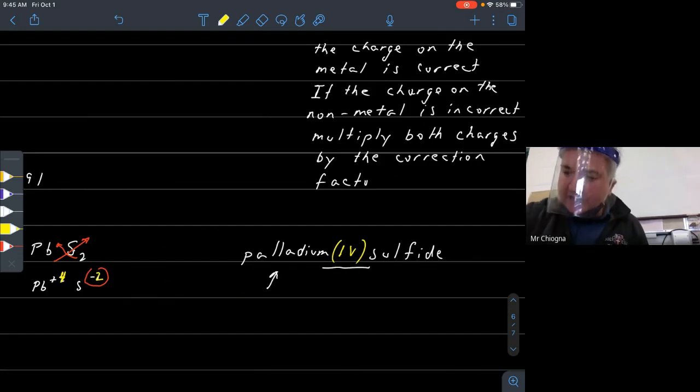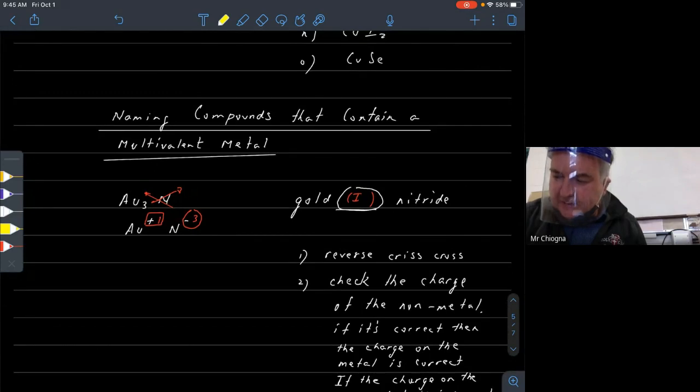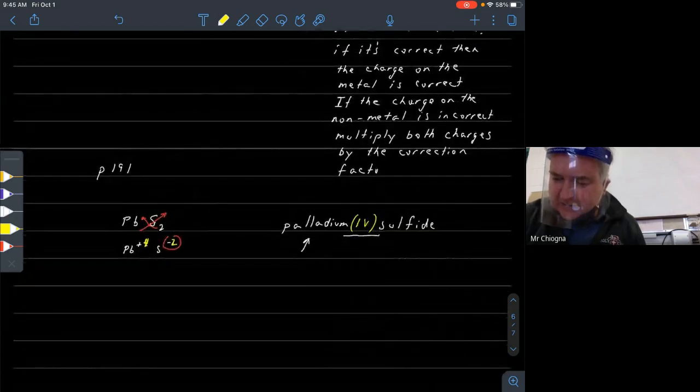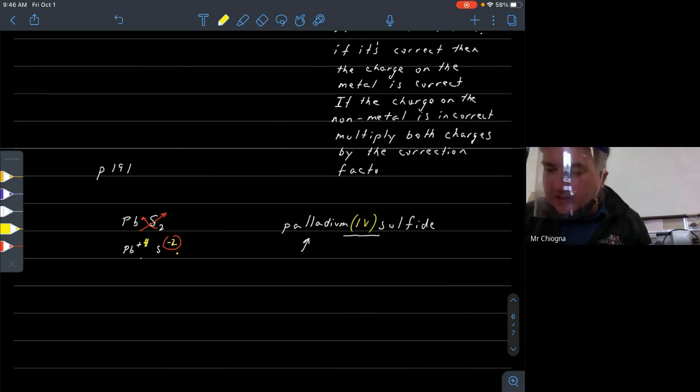So just to highlight, I was going a little fast here. When you reverse the crisscross, you get, I made a mistake here, you get a +1 and a -3. This is the correct charge. I don't have to do anything after it if the charge on the nonmetal is correct. If it's not correct, as it was in this case, originally it was when I reversed the crisscross sulfur -1, I have to multiply it by a factor to make it correct. In this case, multiply by 2. Whatever I do on the right, I do on the left. I multiplied the 2 on the left by 2 to get +4, which becomes my Roman numeral.